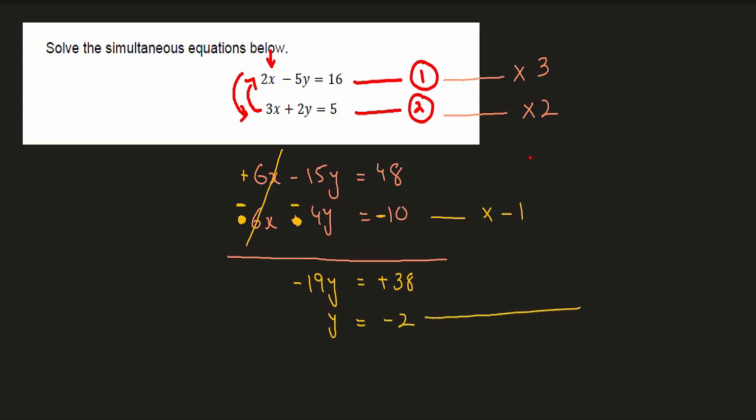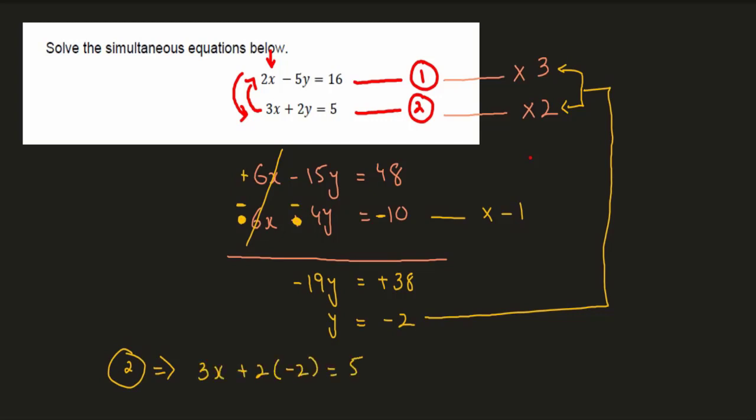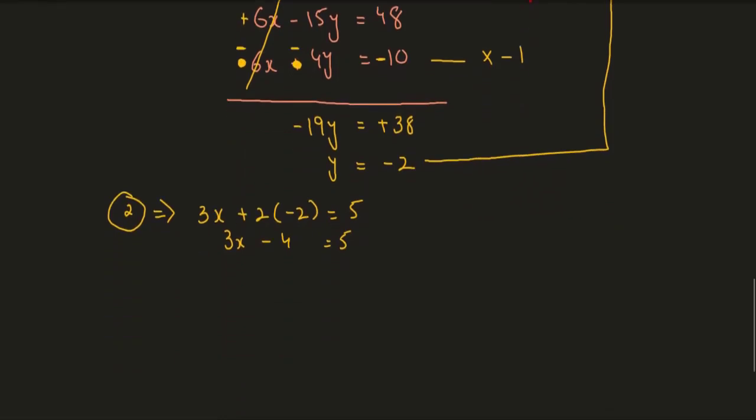Now I am going to substitute this value of y in any equation I want to. I can substitute in equation 1 or in equation 2. Let's substitute this in equation number 2. So 3x plus 2 into minus 2 is equal to 5. So 3x minus 4 is equal to 5. Now I can take the 4 on the other side. So 5 plus 4 is equal to 9. So 3x is equal to 9 and x is equal to 3. So I have found the values: x is 3 and y is equal to minus 2.